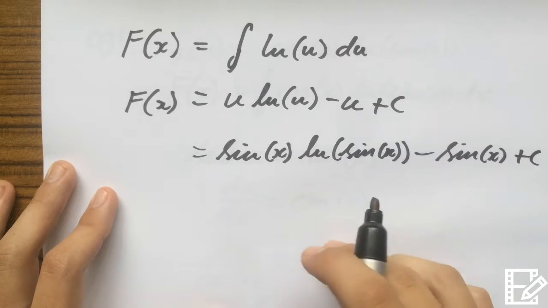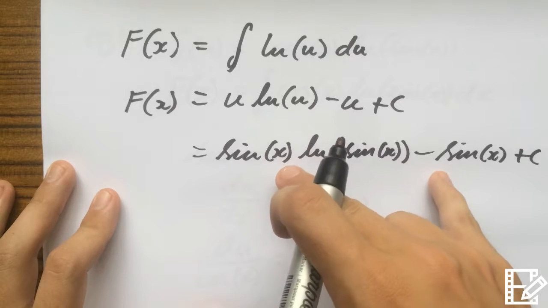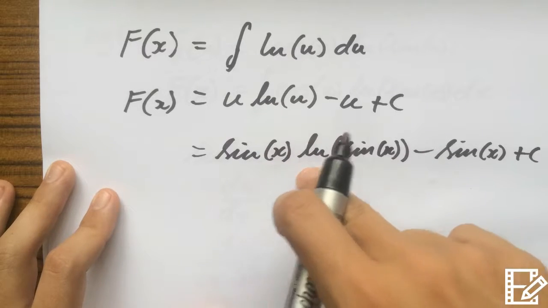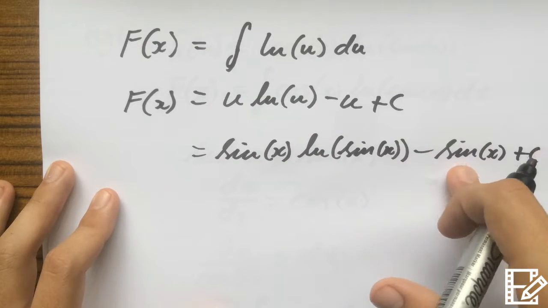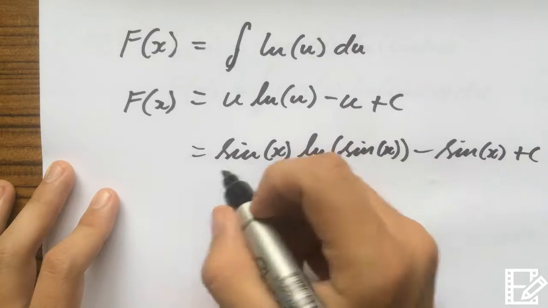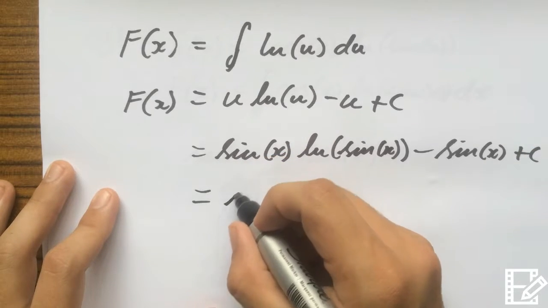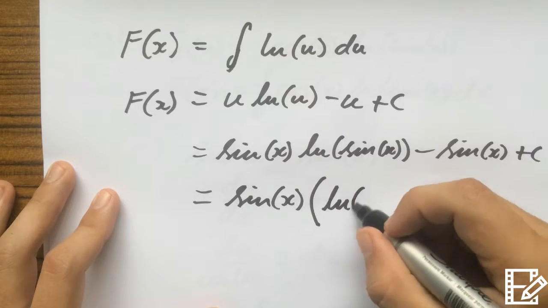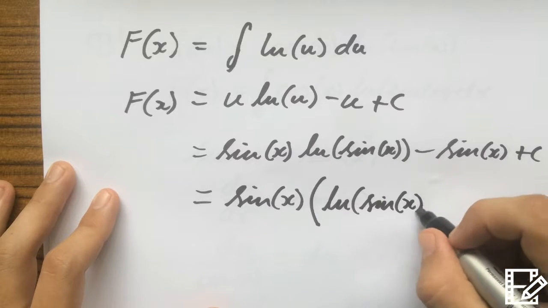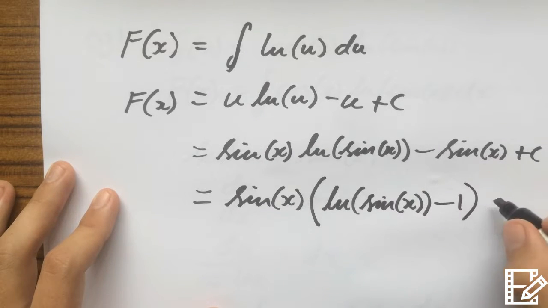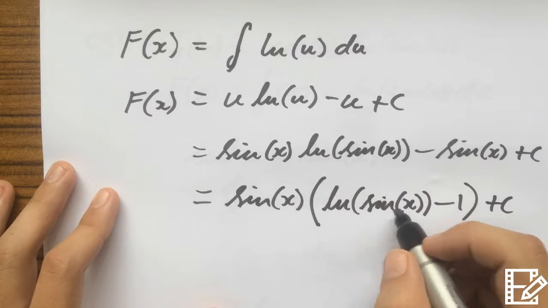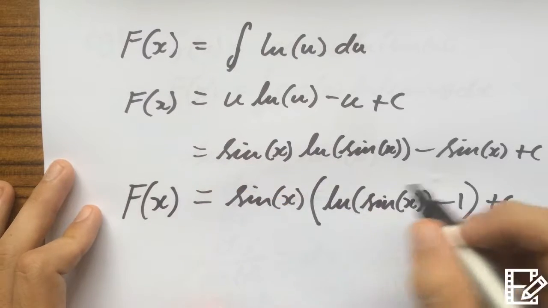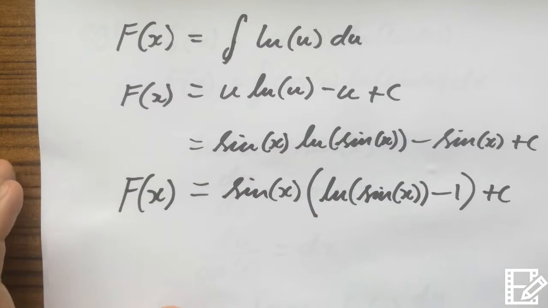plus c. Now, with these two here, they're both multiplied. They have sine x multiplied in. There's a sine x multiplied onto the ln, and there's a sine x multiplied onto a negative 1. So if we factor them out, we get something that looks like this. Sine x bracket ln sine x minus 1 plus c. Because if we were to expand these brackets, we would get this. This is just a simplified version. Okay? And that there is your integral of cos x ln sine x.